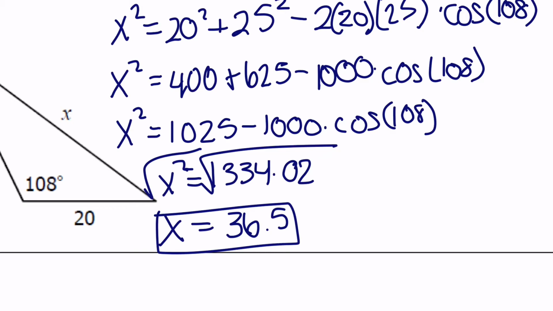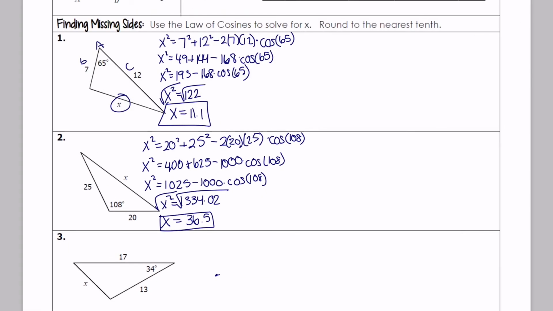And that's it. So you're setting this up. You're taking the side I'm trying to find, x squared, equal to 1 of the other sides squared plus the other side squared, minus 2 times both of those sides, times the cosine of its opposite angle.